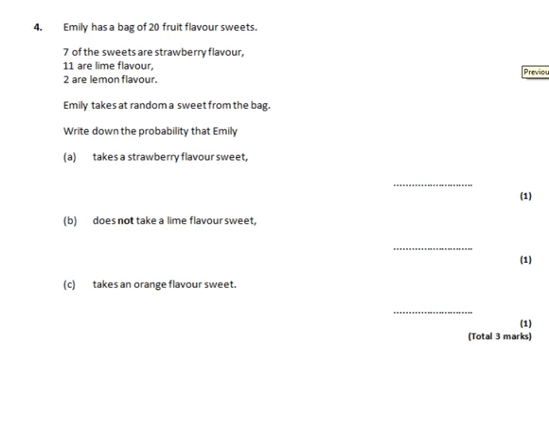If we look at question 4 here, we've got Emily has a bag of 20 fruit flavoured sweets. We've got 7 strawberry sweets, 11 are lime flavoured, 2 are lemon. If we check, 7 and 11 make 18, another 2 is 20. So these are all the sweets that she has. Write down the probability that Emily takes a strawberry flavoured sweet at random. So there are 7 strawberry flavoured sweets out of 20. 7 and 20 don't have a common factor, so we'll leave that as 7/20.